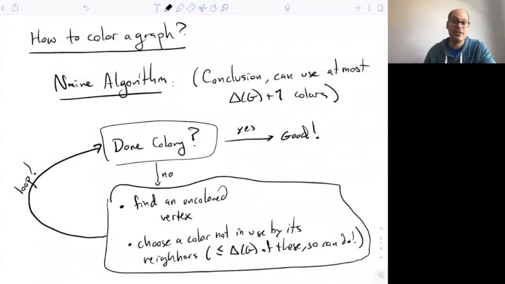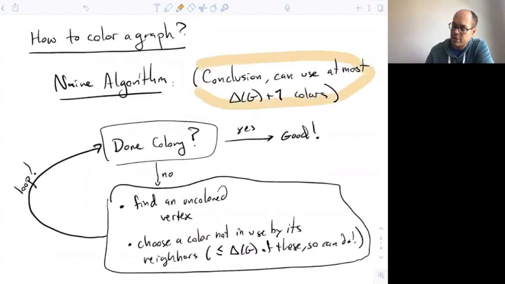Let's take a look at this naive algorithm diagrammatically for a minute. So how do we color a graph? First, let's just say that this algorithm you could also think of as a proof of the statement that you can always color a graph using at most capital delta of G plus 1 colors. So capital delta is the maximum degree of a vertex, remember. And how does the algorithm work? Well, we start at some stage. We either haven't colored anything yet, or we're somewhere through the coloring, or maybe we're done. Maybe there are no vertices in the graph at all. I guess that's not a legal graph, but whatever.